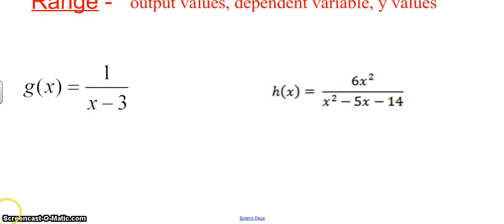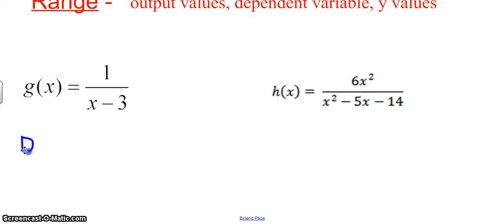Looking at these two functions, your domain, if you think about it in pieces, plugging in x and taking away 3 is fine. There's no problems with doing that. But as soon as you put x minus 3 in the denominator of a function, we do have a problem in mathematics with dividing by 0.